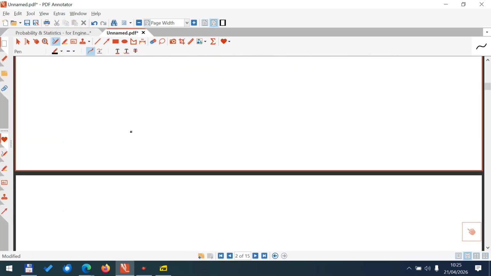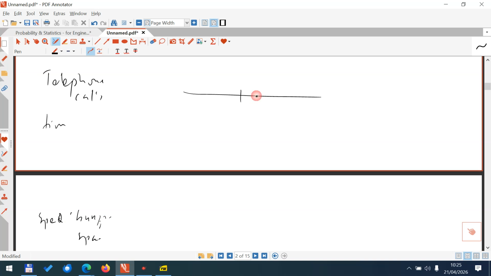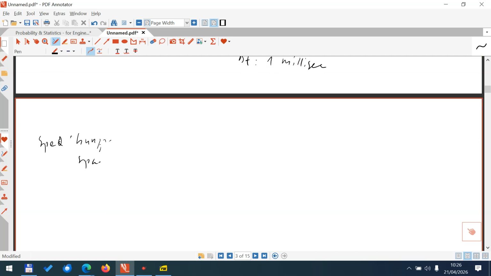Okay, so let's have it on a separate page. I'll now explain it with two examples: telephone calls and speed bumps. So this is in space and that is in time. Now I'm narrowing down the interval. This interval is really small. Let's say delta t is 1 millisecond, and in this case, delta x will be, let's say, 1 millimeter of space.